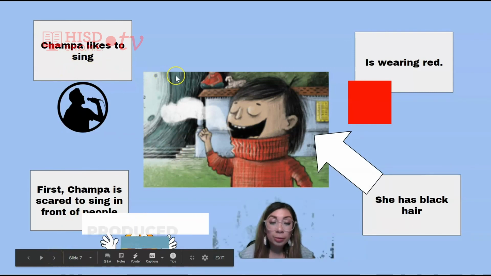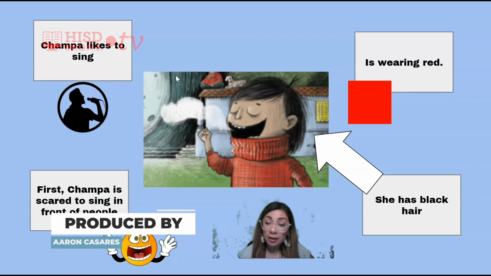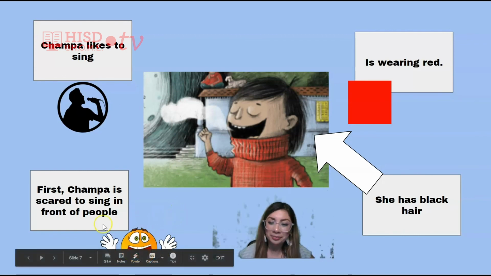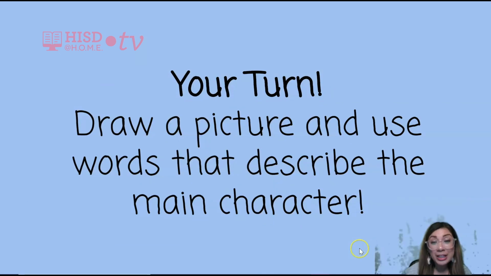So these are all words we use to describe the character. These are the character traits. The character traits, again, are words that help us describe the character and understand the character. Now it's your turn. I want you to draw a picture and use words that describe the main character.